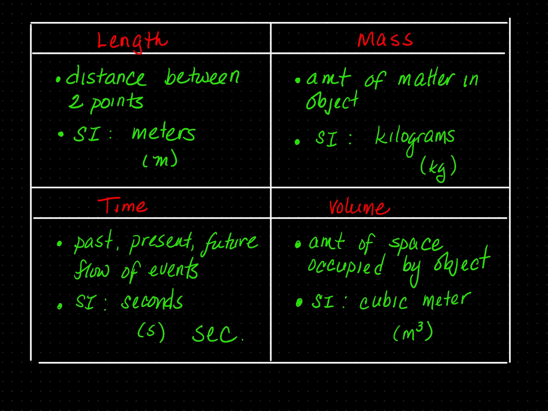Volume is the amount of space occupied by an object. The SI unit is cubic meters. And again, cubic meters is a derived unit. Why? It consists of a meter times a meter times a meter. And each of these meters is a fundamental unit.